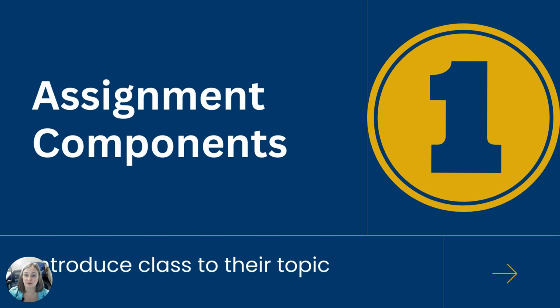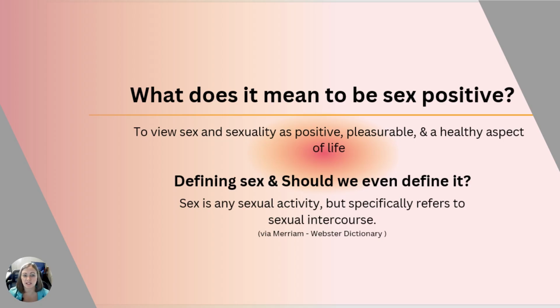The first was that groups were required to introduce their class to their topic. For example, if they were presenting on autism or dementia or avoidant personality disorder, they'd have to define what that is first. And this is just an example of one of the groups and how they did that. So they were talking about sex positivity. And so at the very beginning of their presentation, they had this slide here to say, what does it mean to be sex positive?